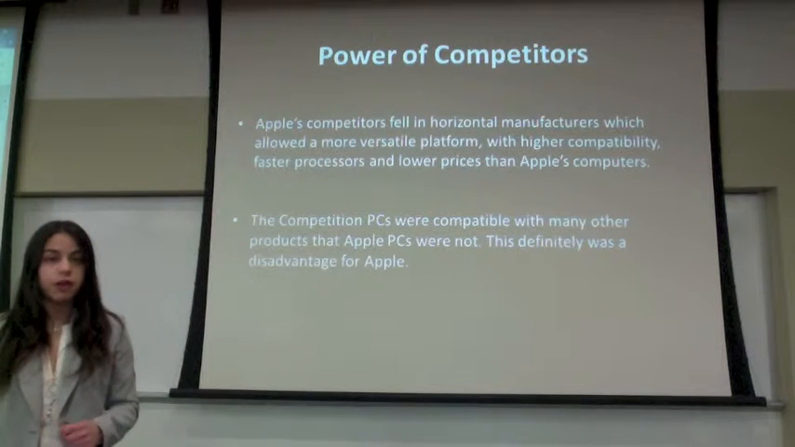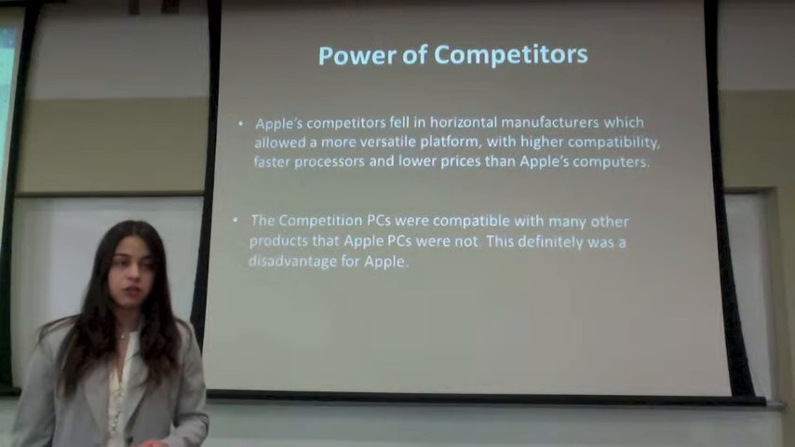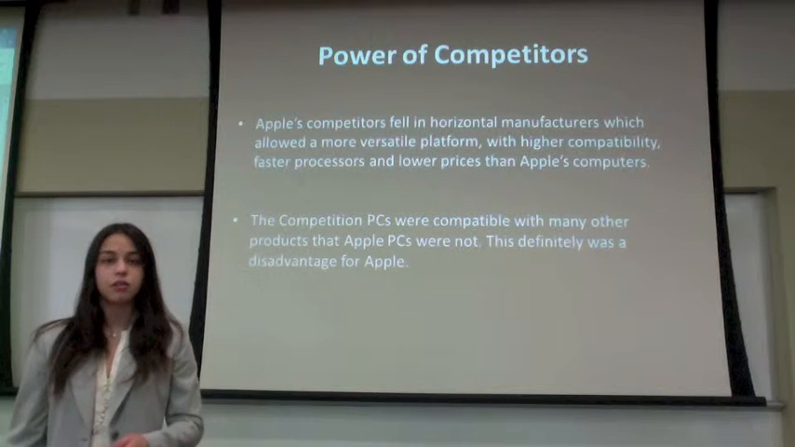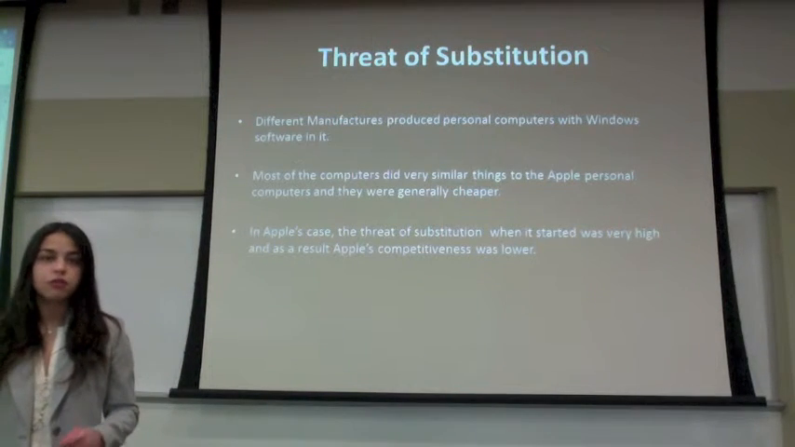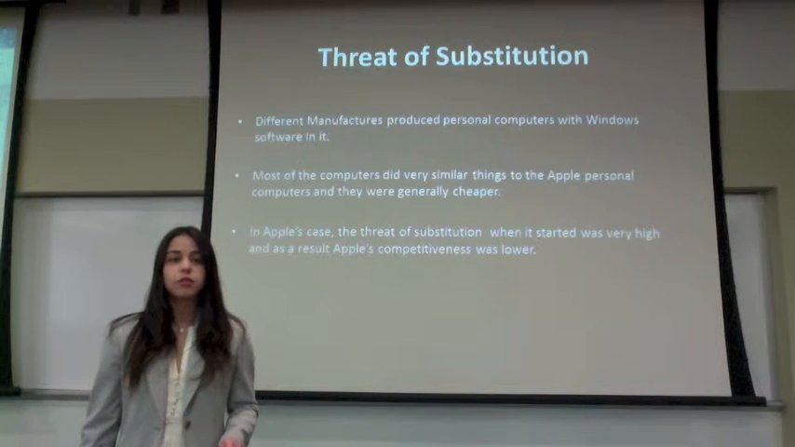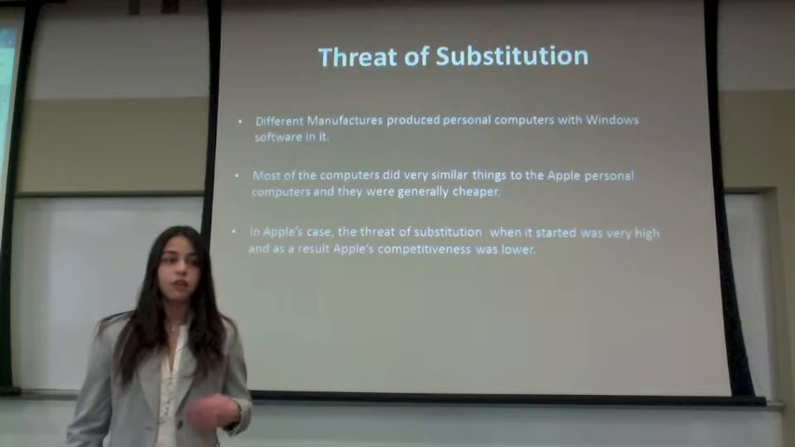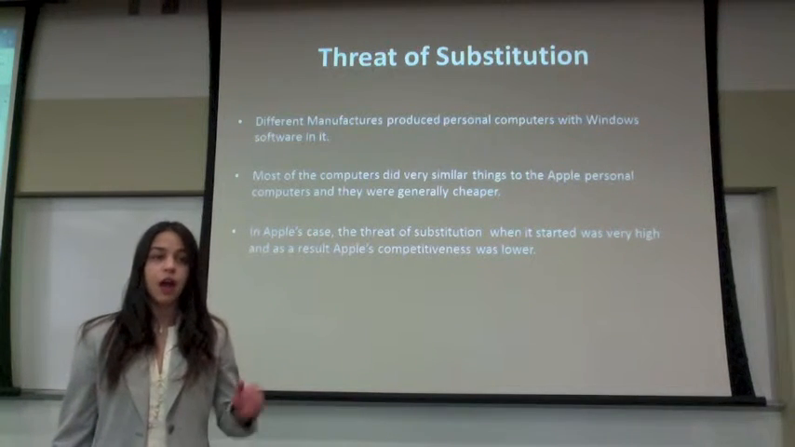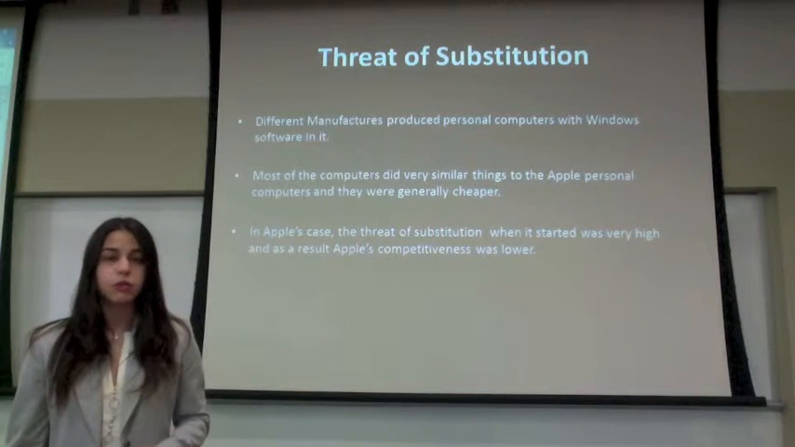Third, power of competitors. Did Apple have something that no one else was producing? Certainly not. Other manufacturers were producing very similar products, and as a result, the power of competitors was really high. Fourth, threat of substitution. Apple's competitors were running in a horizontal manufacturing way. As a result, they could offer products that were more versatile and could offer the same thing at a lower price than Apple computers. As a result, the threat of substitution was really high.